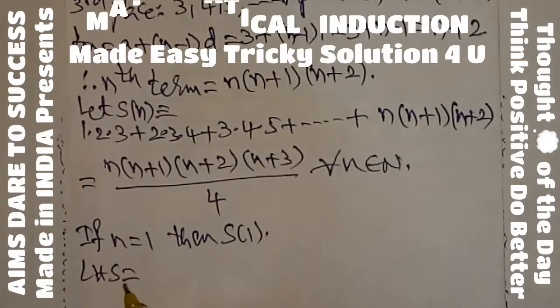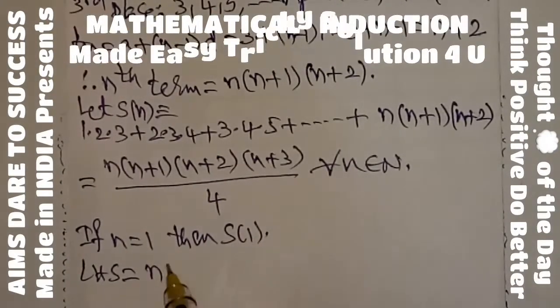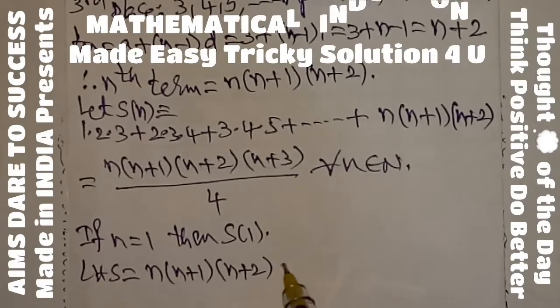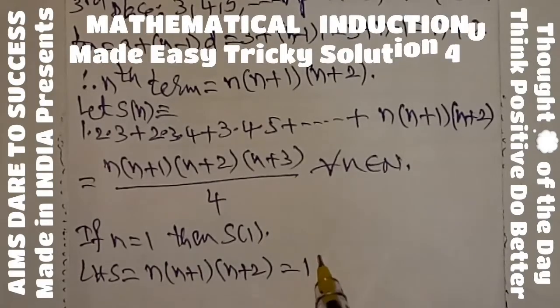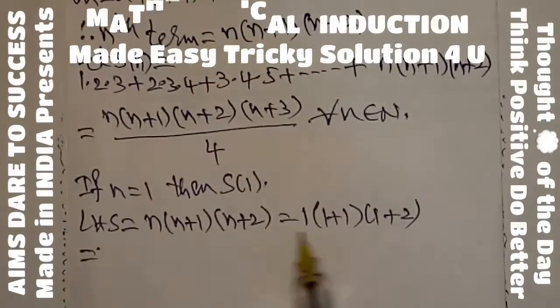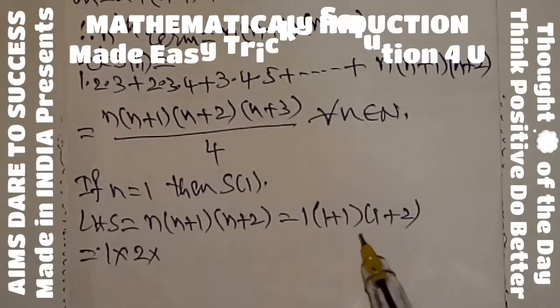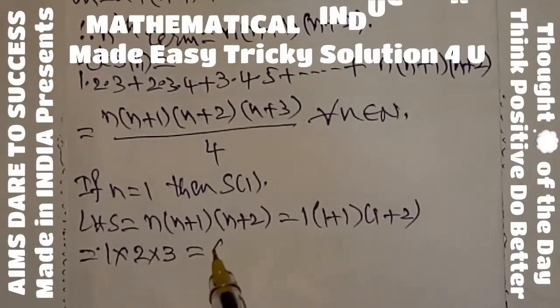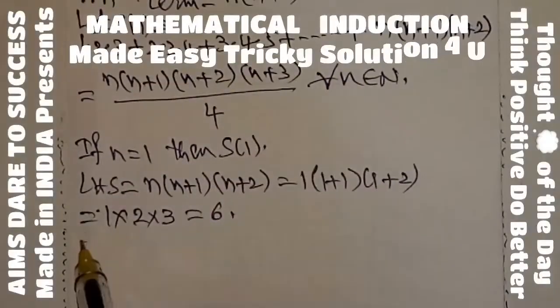I am taking the LHS. LHS means the nth term. So what is the nth term here? n into n plus 1 into n plus 2. Substitute 1 in place of n. So 1 into 1 plus 1 into 1 plus 2. This value can be written as 1 into 1 plus 1 is 2 into 1 plus 2 is 3. Here 1 2 are 2, 2 3 are 6. The LHS value is 6.